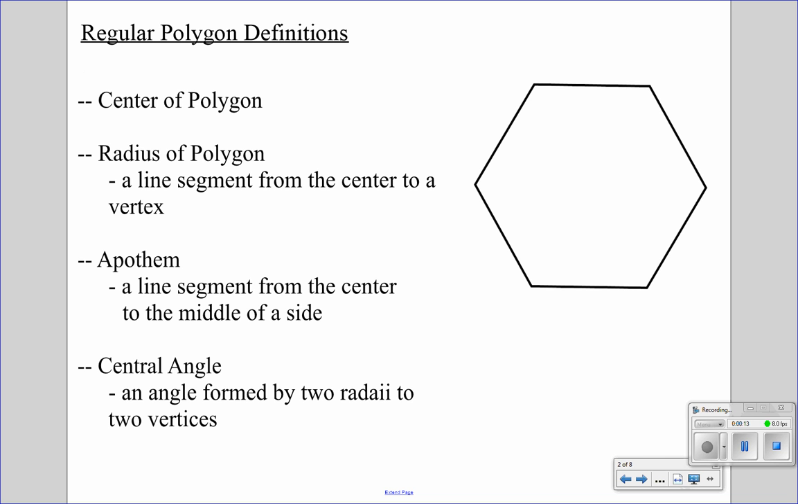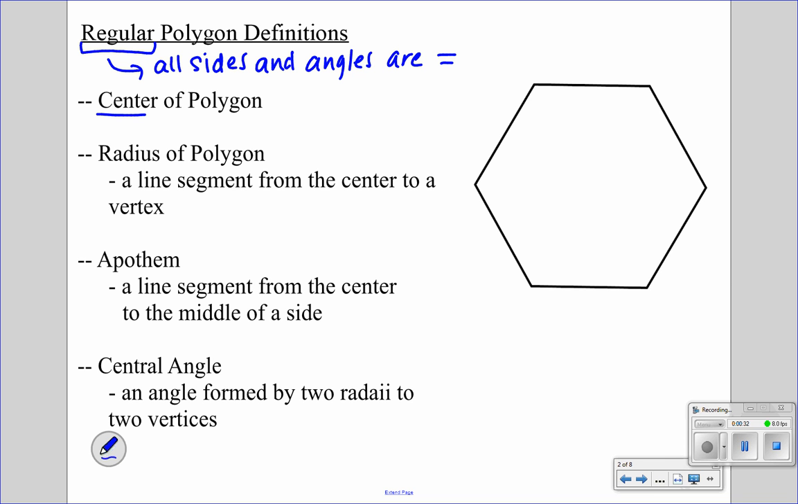Okay, and first of all, a regular polygon means all sides and angles are equal. So all the sides and all the angles are equal, and that's going to help us solve some of these. So let's look at some of these definitions. First of all, we have the center of the polygon. Let's call that A.